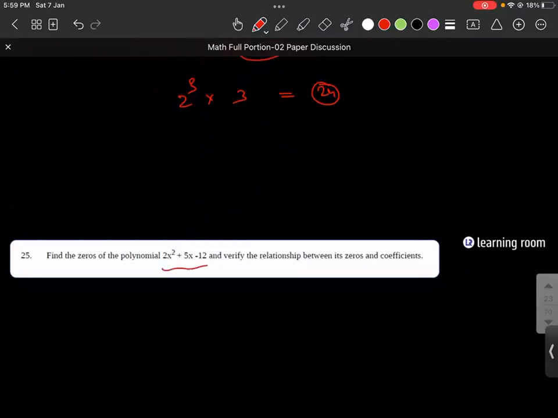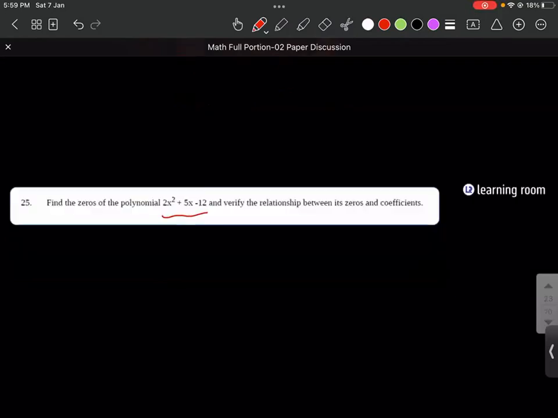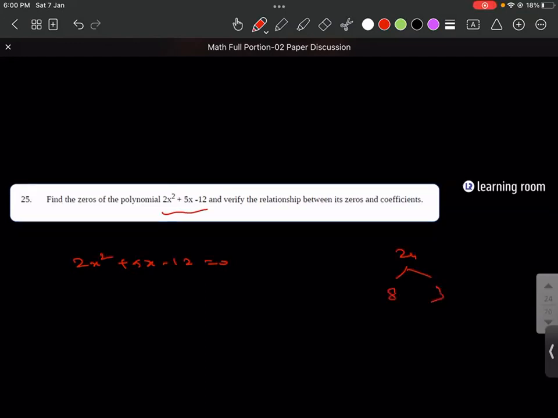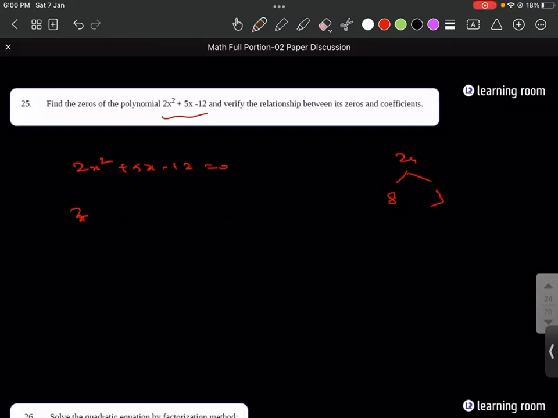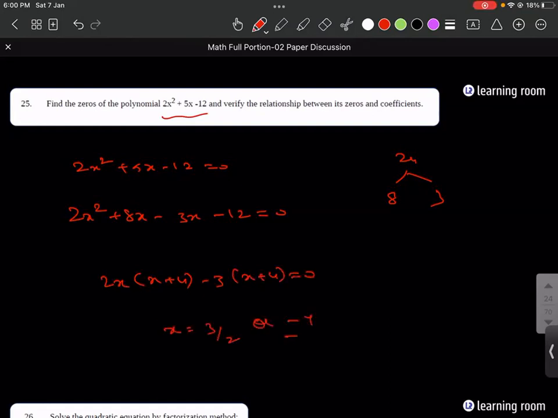So find the zeros of the polynomial and verify the relation between its zeros and coefficients. So what are the zeros of this polynomial? So 2x square plus 5x minus 12 is equal to 0 if you equate it. So what are the factors of 24? 8 and 3. So I can write it as 2x square plus 8x minus 3x minus 12 is equal to 0. So 2x into (x plus 4) minus 3 into (x plus 4) is equal to 0. So x is equal to 3 by 2 or minus 4. So what are the zeros? 3 by 2 and minus 4 are going to be the zeros.